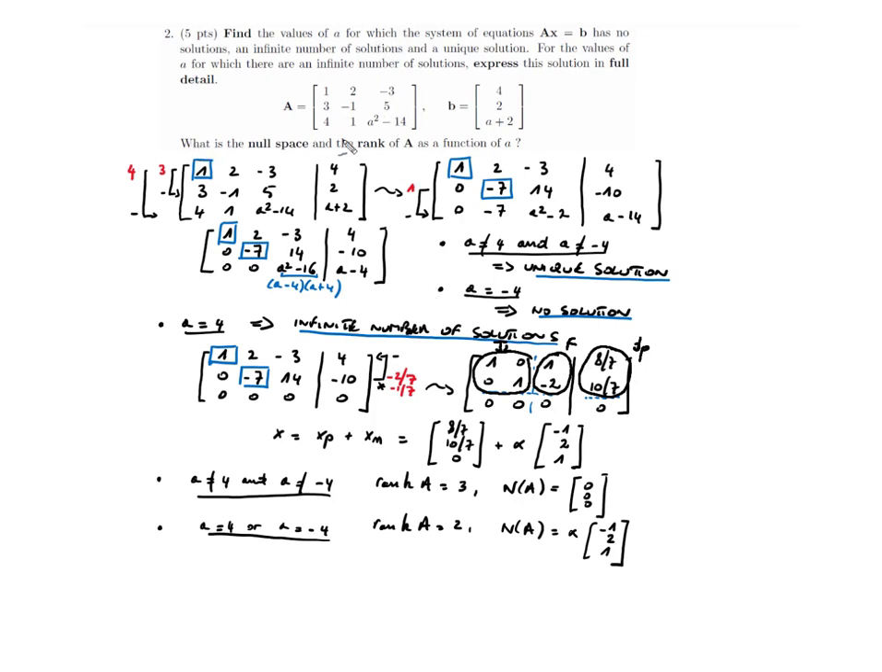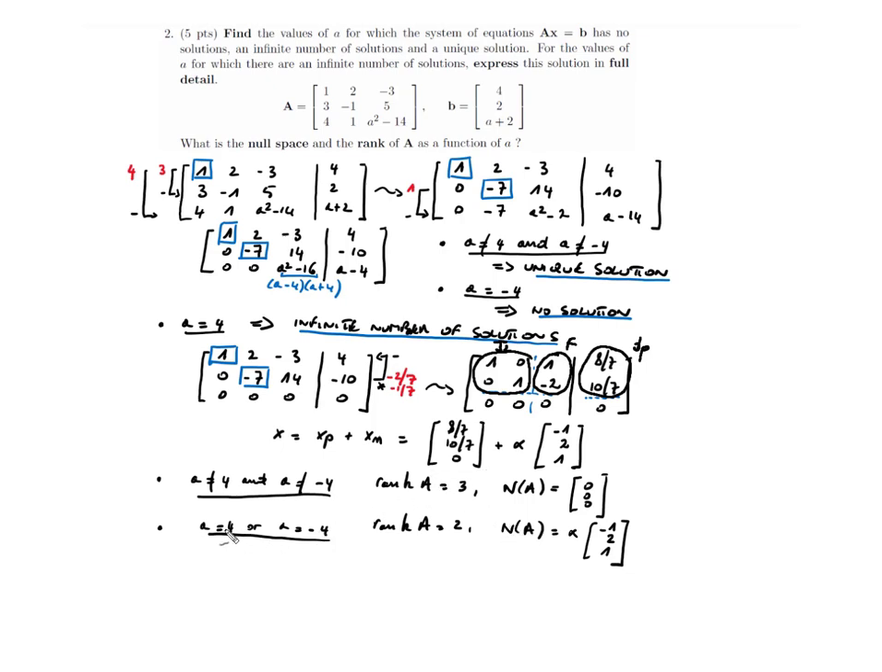Do not forget that there is a second part over here. Not that difficult because we have all the ingredients. When A is different from 4 and different from -4, then the rank of the matrix is 3 and the null space is just the 0 vector. When A is equal to 4 or when A is equal to -4, we have a matrix of rank 2, right? So obviously the null space will have a dimension 1, right?